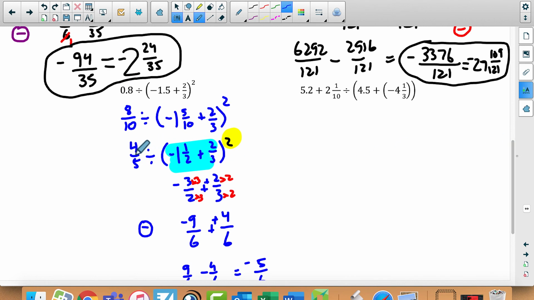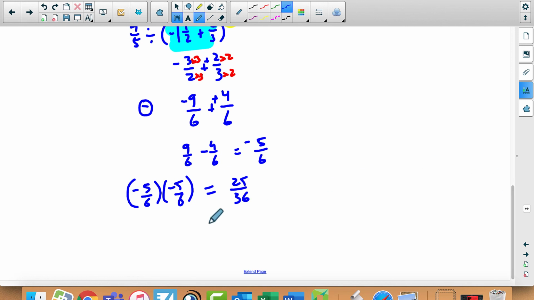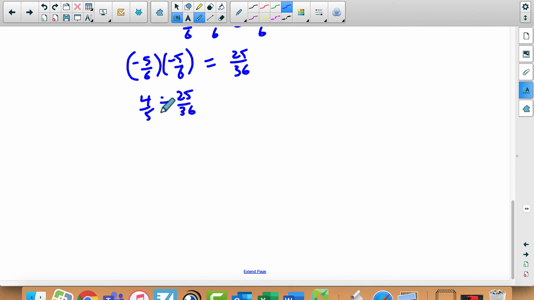Last step is we got to go 4/5 divided by the answer we just got. Now do it in the right order. It's 4/5 divided by the answer we just got, 25 over 36. Oh, it's so tempting to ninja slice. Don't do it, because you haven't flipped yet. This is the same as 4/5 times, flip this one, 36 over 25.